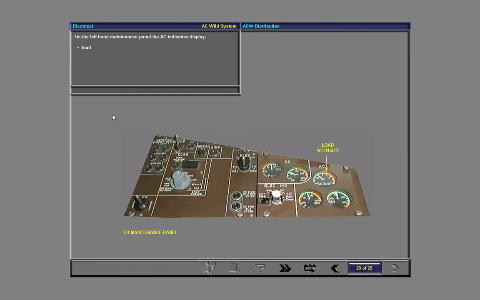On the left-hand maintenance panel, the AC indicators display load, frequency, and voltage, as selected by the rotary selector, which has positions for external power, generator 1 and generator 2.